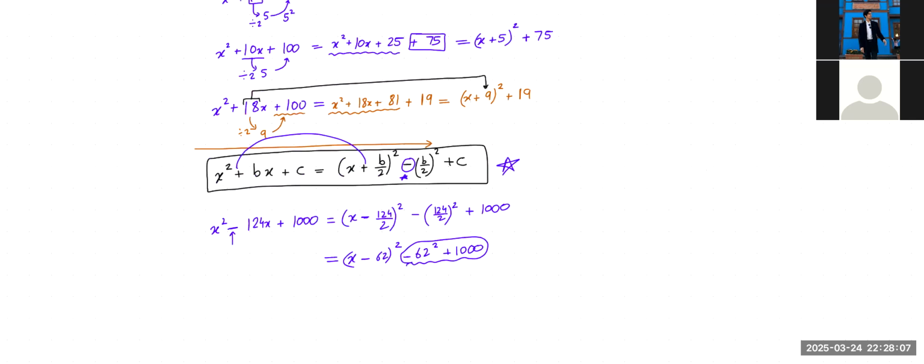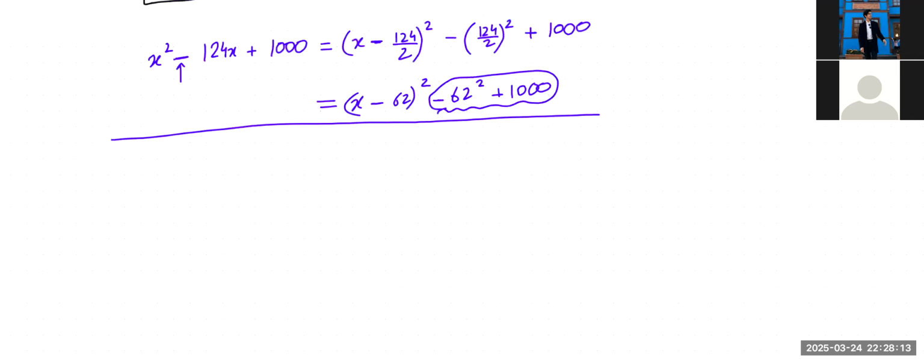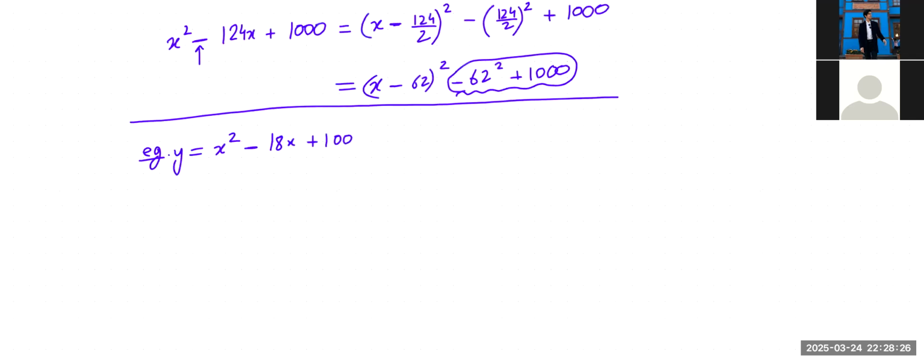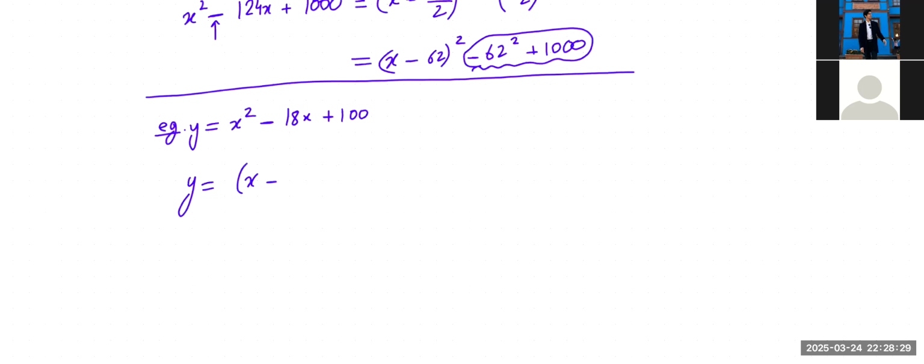Now, let's talk about why this is so useful. I'm going to teach you by example. Let's use a random one, let's say x squared minus 18x plus 100. So y equals this. Let's factorize it. It's going to be x minus 18 over 2 whole squared minus, again, 18 over 2 whole squared, which is 81, and then plus c. So I'm going to simplify this. It's going to be x minus 9 whole squared plus 19.